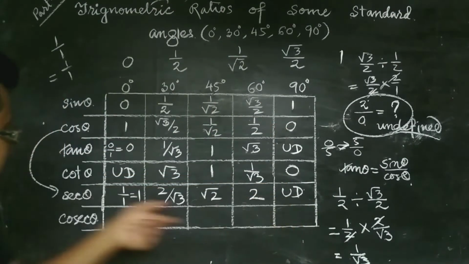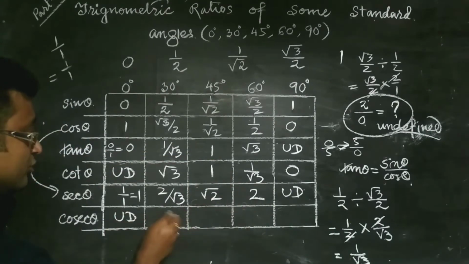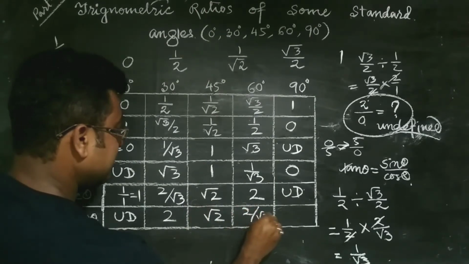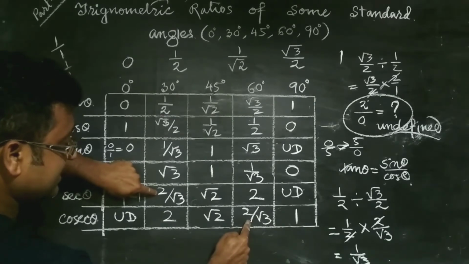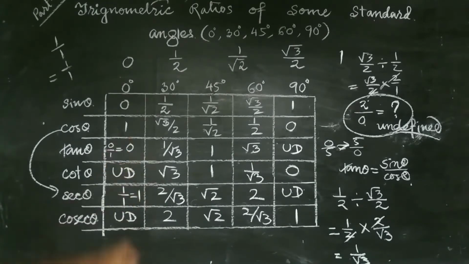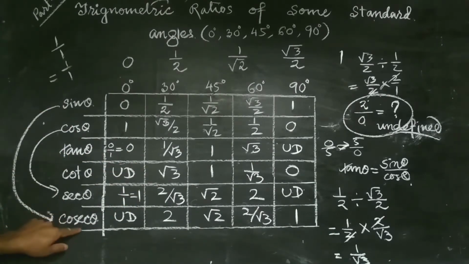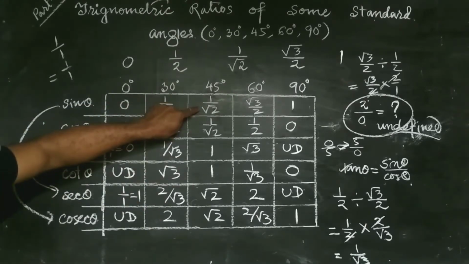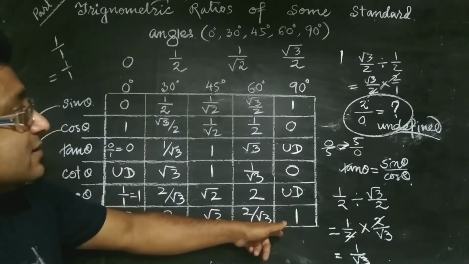Fine. Now for the cosec, again the same process. Undefined will be here. 2 will be here. Root 2 will be here. 2 by root 3 will be here. And 1 will be here. What I have done? 1 here. 2 root 3 by root 3 here. Root 2, 2 undefined. So yeah, in this way, I am going to get the table. Now just see, if you just reverse sign, then I am also going to get the cosec. Opposite of 0, undefined. Opposite of half, 2. Opposite of 1 by root 2, root 2. Opposite of this, 2 by root 3. Opposite of 1, 1. Clear?